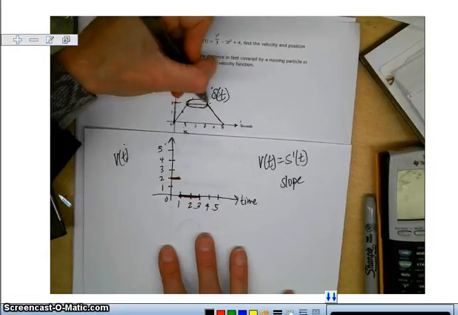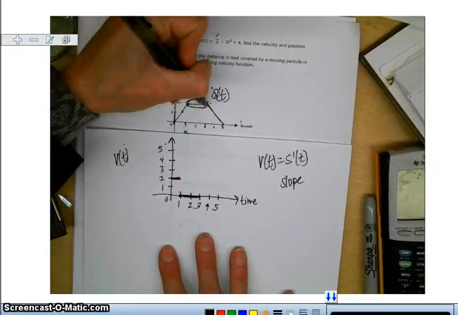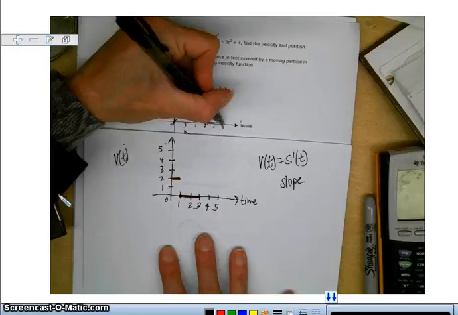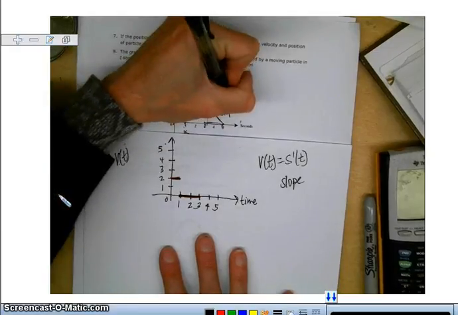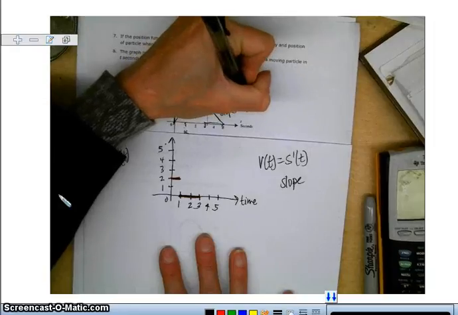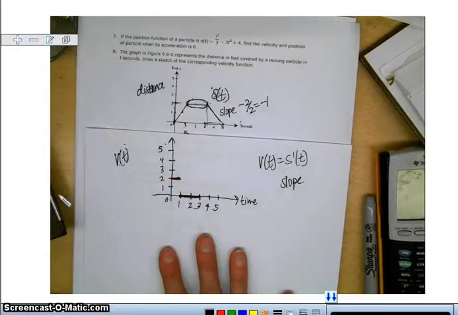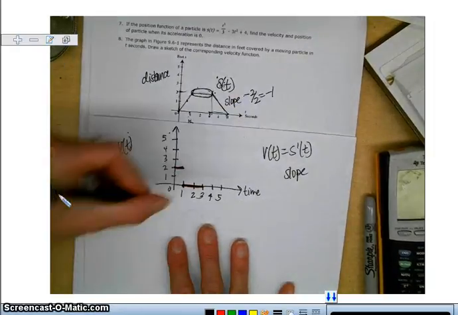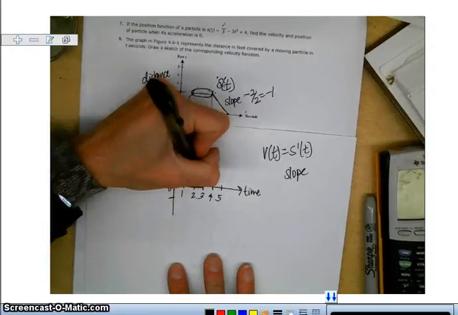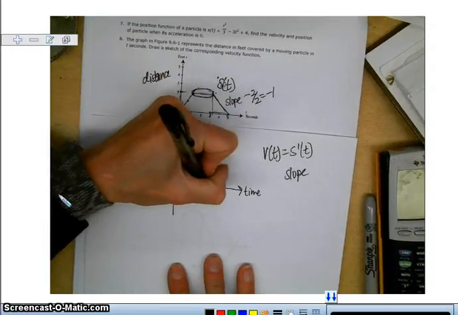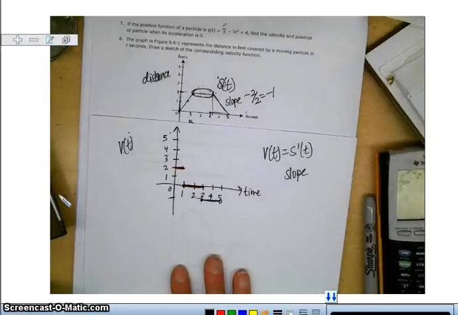Okay, over 2 seconds, I drove back. But how fast was I going? What was my slope? Down 2, forward 2. So what was my slope? Slope was negative 2 over 2, which is equal to negative 1, right? So then the velocity function would be a line at negative 1 from there to there. Velocity is the derivative of position.